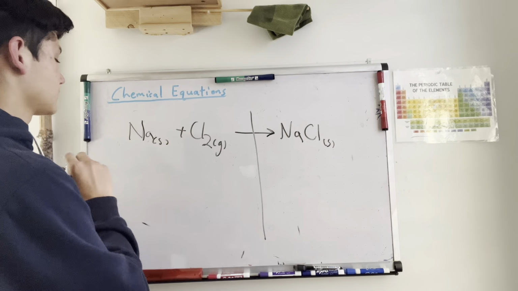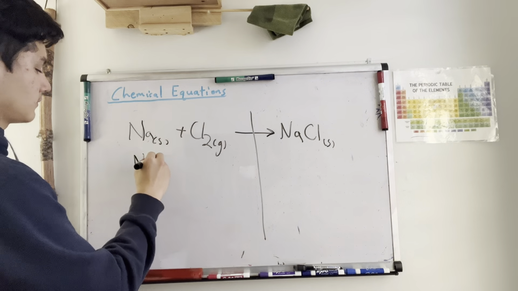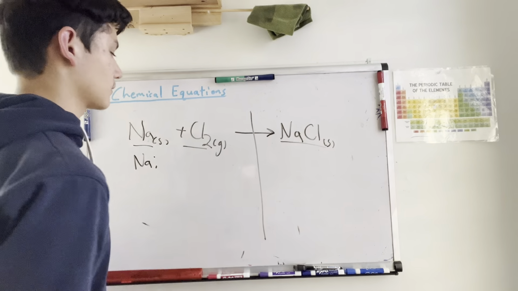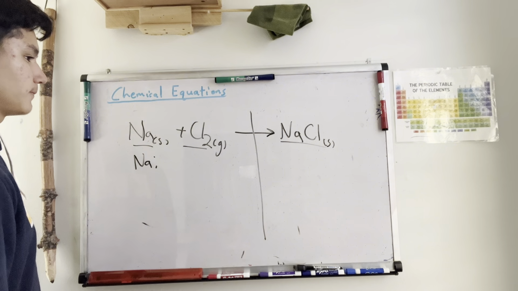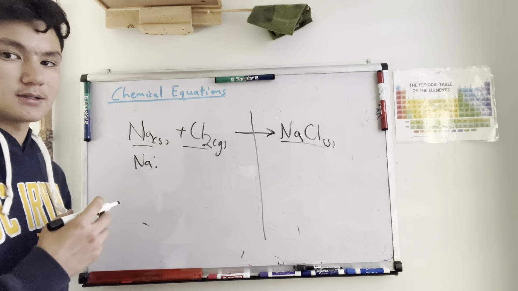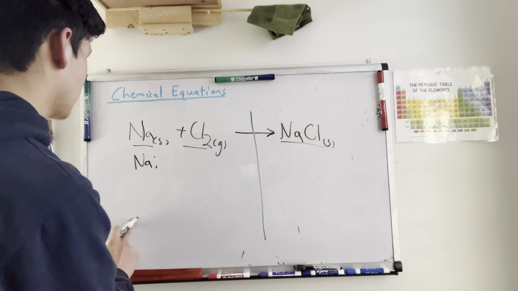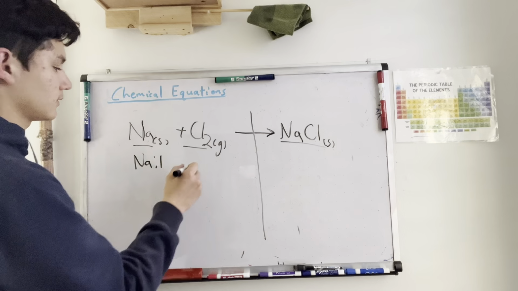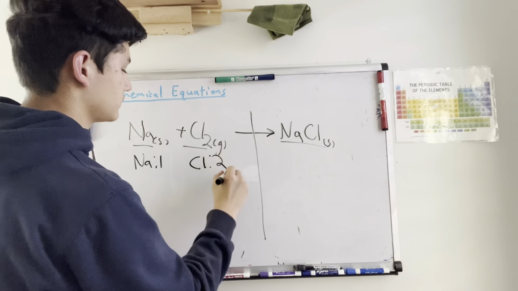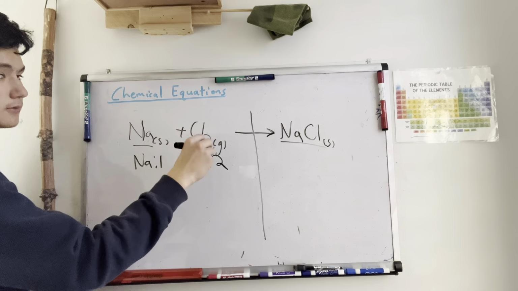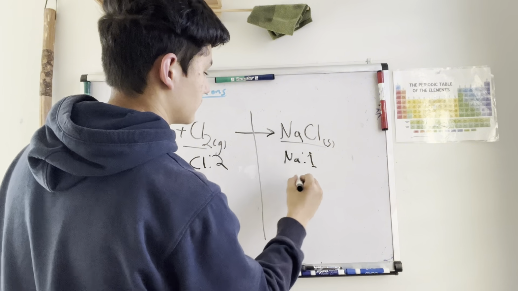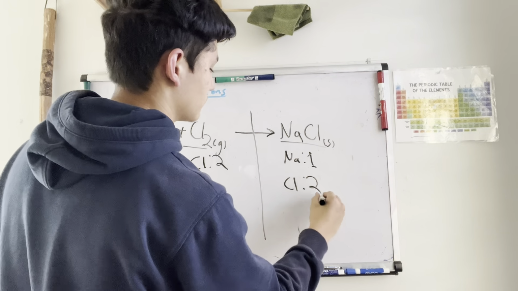Okay, so to do this, we're going to list out the atoms that we have for each compound on each side, and that's going to tell you numerically, to better understand it, such that it models a mathematical equation. So we have 1 sodium here. We have 2 chlorines here. Remember that 2 right there. And over here we have also 1 sodium, and 1 chlorine.